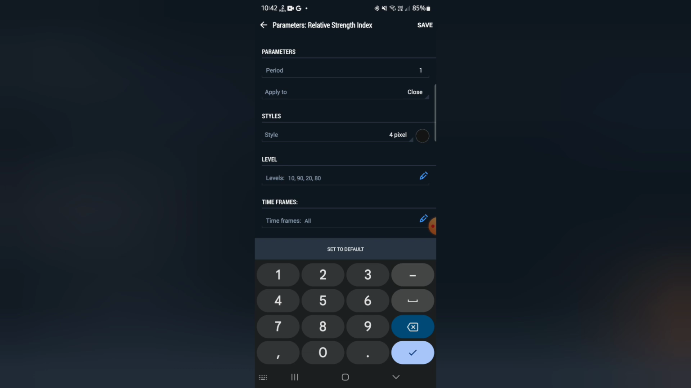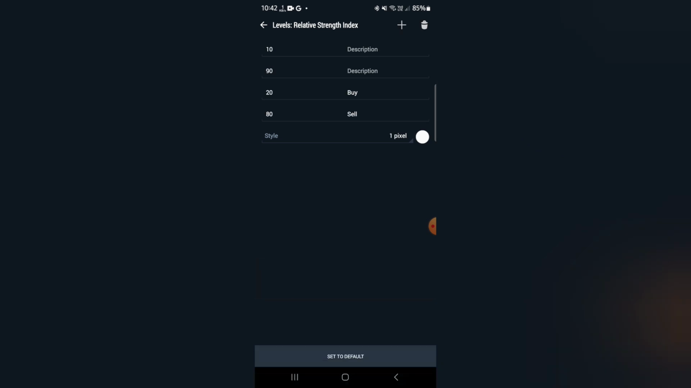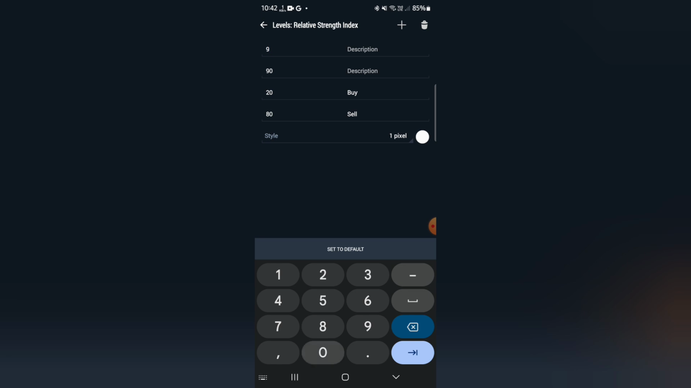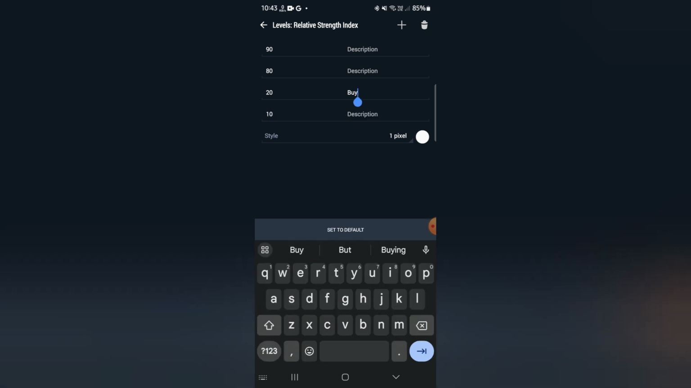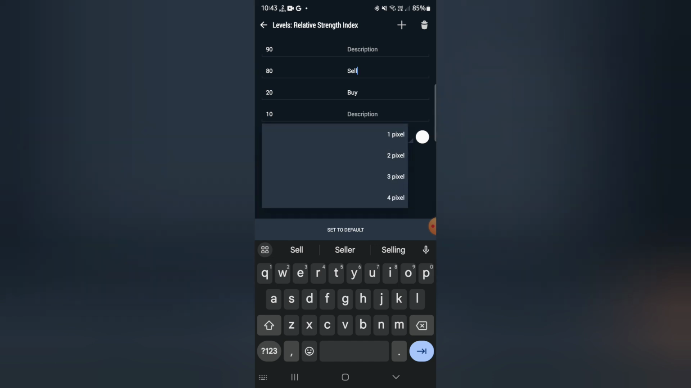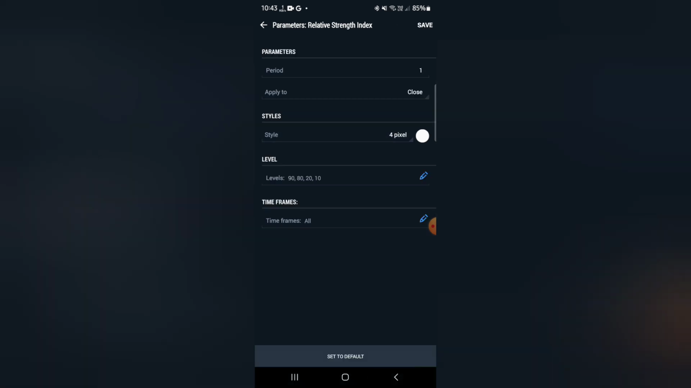Period 1. The pixel is not going to be black because I have a black background. I want it to be visible on the screen, so make it white. If you have a white background, you can go ahead and put any other color aside from white. Now for the levels, very important, we are just going to make this 90 instead. Go 80 here. Okay, leave this one as 20 and then 10. So usually, of course, the 20 is the buy level and the 80 is the sell level. And increase this pixel so it's more visible on the chart. Then you click on done.